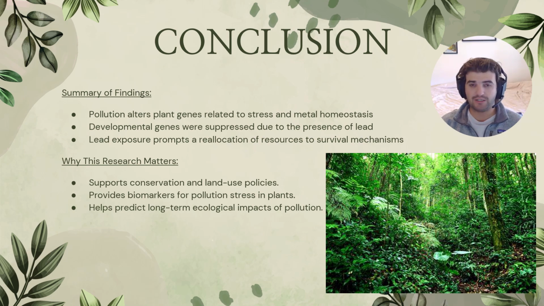I think the findings showing that there are upregulated, downregulated, and even different genes that are upregulated that shouldn't be upregulated. This is an important part of needing to support conservation, since increased pollution causes plants to undergo more stress. It also provides biomarkers for pollution stress in plants. Now we know some biomarkers, and it also helps predict long-term ecological impacts, which we can see through upregulation of certain genes and suppressing of others.